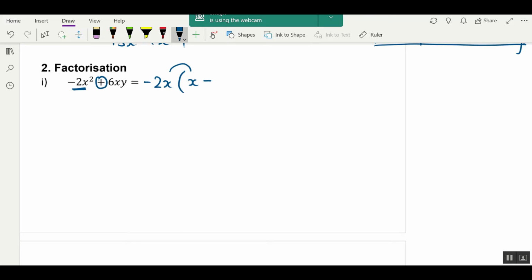Minus how many? 3y. And again, when this is multiplied by this, what do you get? You get 6xy, which is equal to here. So in this case, your answer is correct. Do you have to put the minus in front? Yes, if the first leading term is a negative sign.